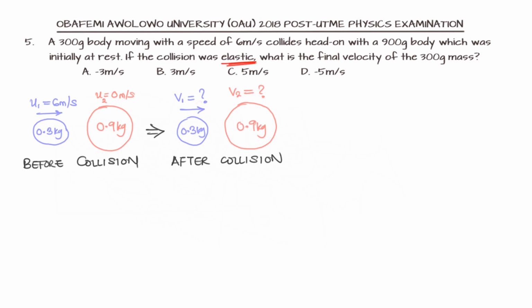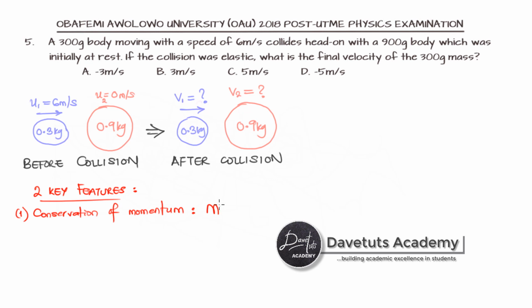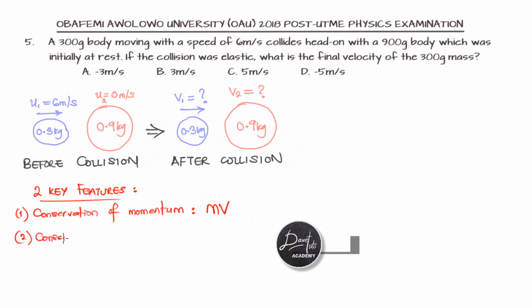We're told that the collision was elastic. Now, what does that imply? If the collision is elastic, there are two key features we need to note. The first is that we are going to have conservation of momentum. Momentum is defined as the product of the mass and the velocity. So momentum before and momentum after are going to be equal.